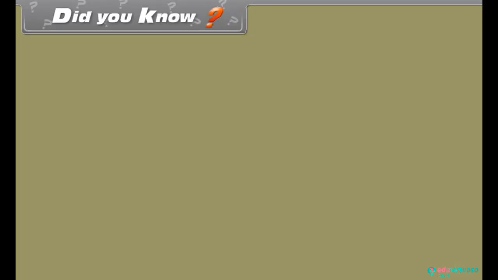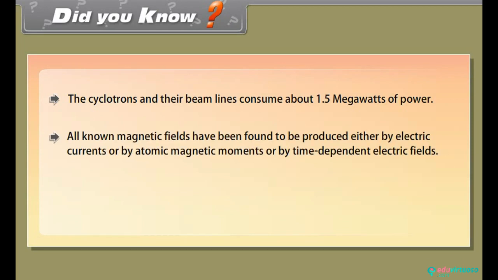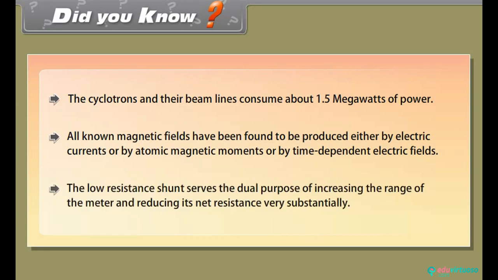Did you know? The cyclotrons and their beam lines consume about 1.5 megawatts of power. All known magnetic fields have been found to be produced either by electric currents or by atomic magnetic moments or by time-dependent electric fields. The low-resistance shunt serves the dual purpose of increasing the range of the meter and reducing its net resistance very substantially.